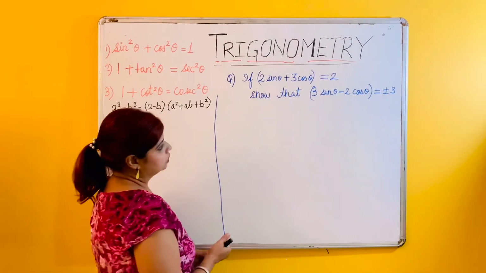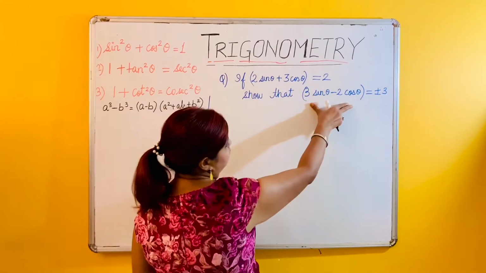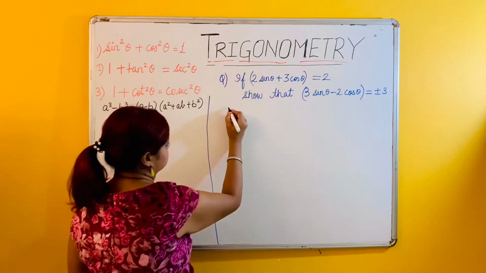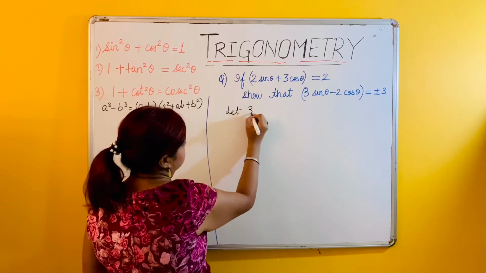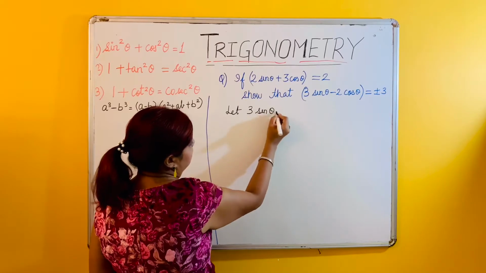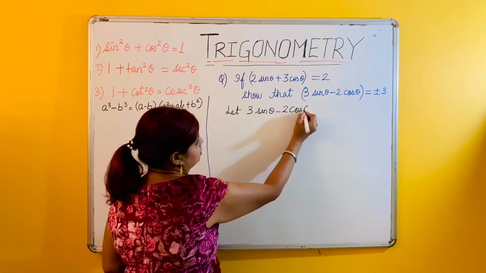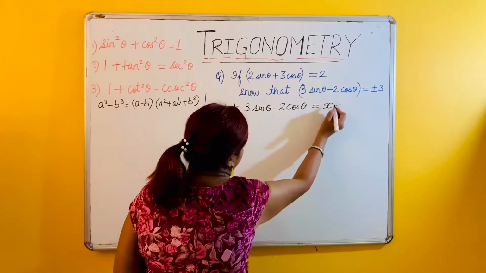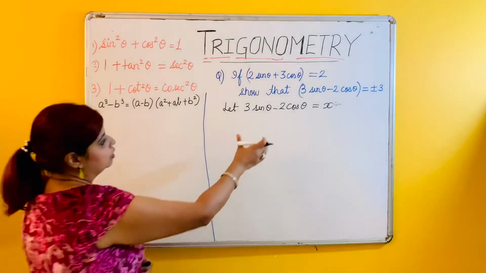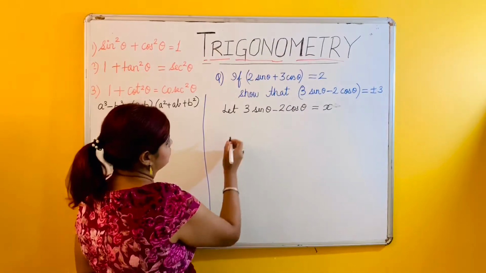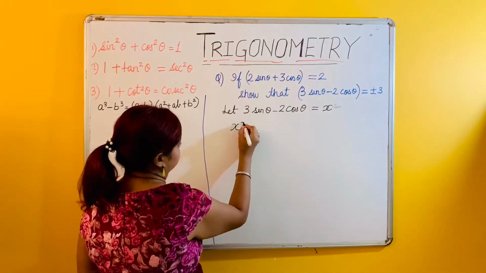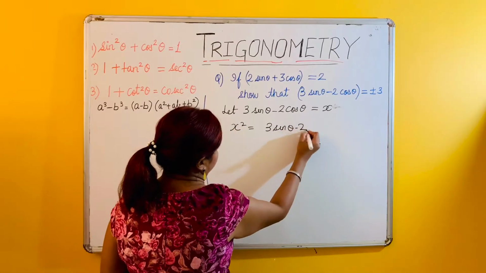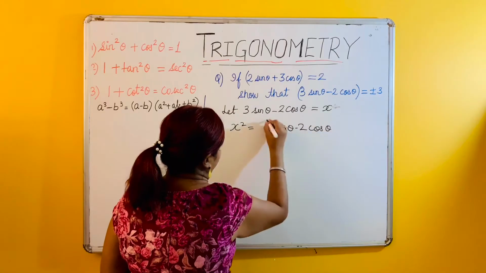So the approach is, we don't know the value of this one, so what we do is we assume it to be x. So first, let 3 sin theta minus 2 cos theta equal x. Now we want to square this. So what is the square? x square will be equal to 3 sin theta minus 2 cos theta whole square.